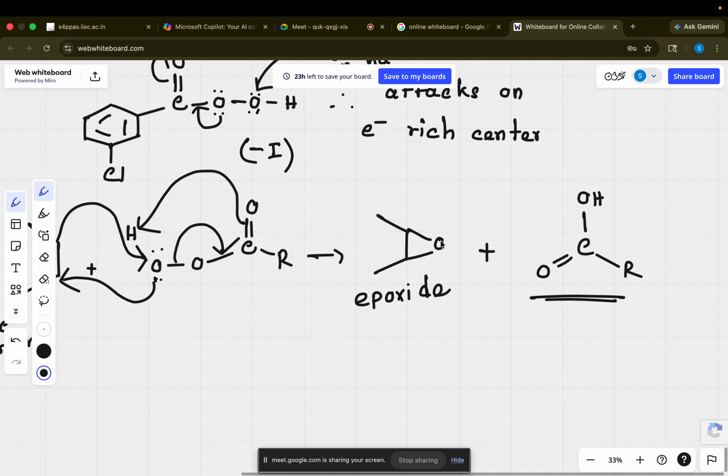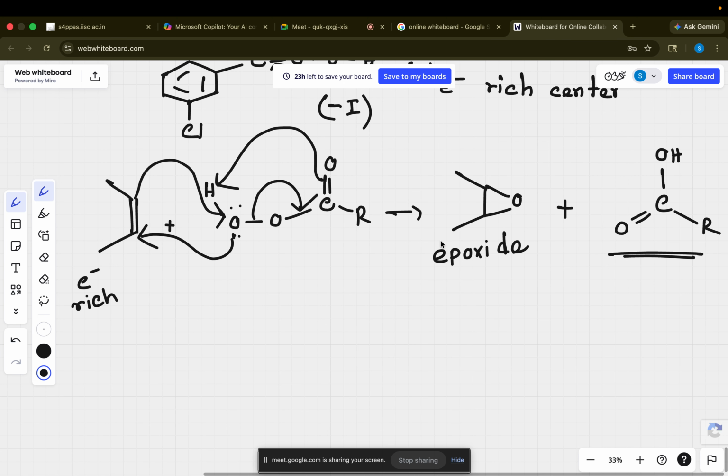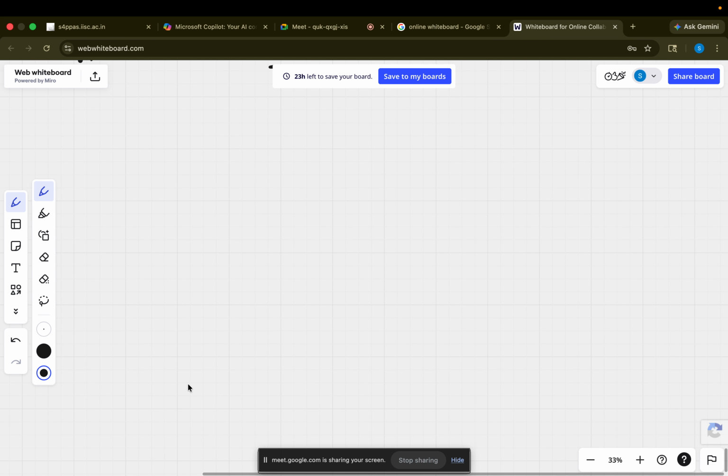Is it clear? Tell me if it's not clear, I will explain it again. Is the mechanism clear or not? The epoxidation mechanism is asked in interviews. People make mistakes here. It's a very simple mechanism, but they will ask what side product you get and how you get it, so you have to show the whole mechanism and explain it well. Clear? Fine, if it's clear, I am moving on.